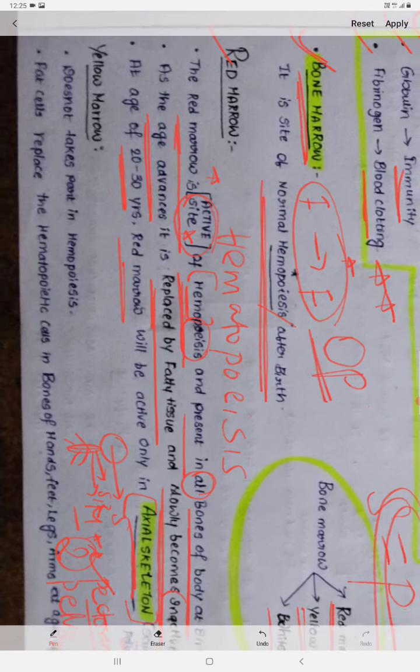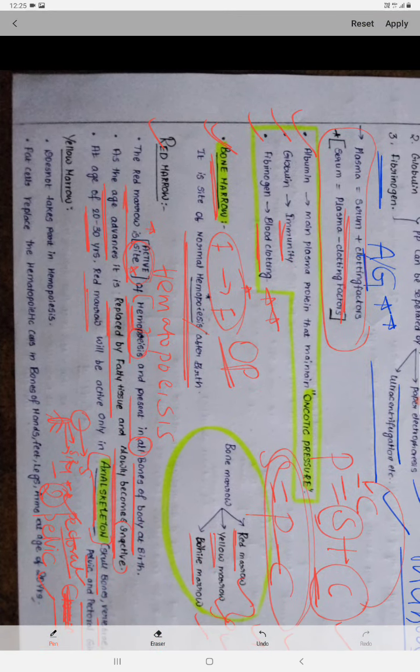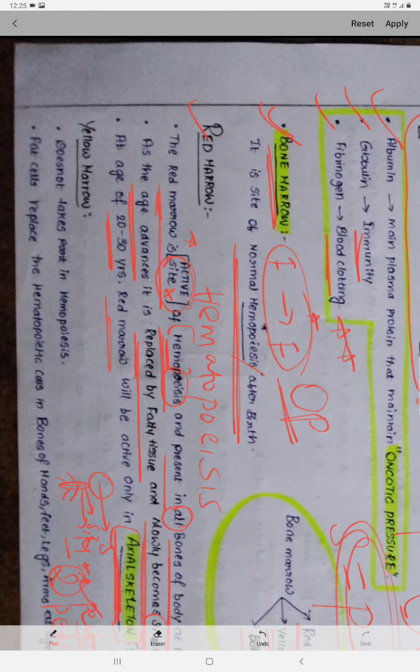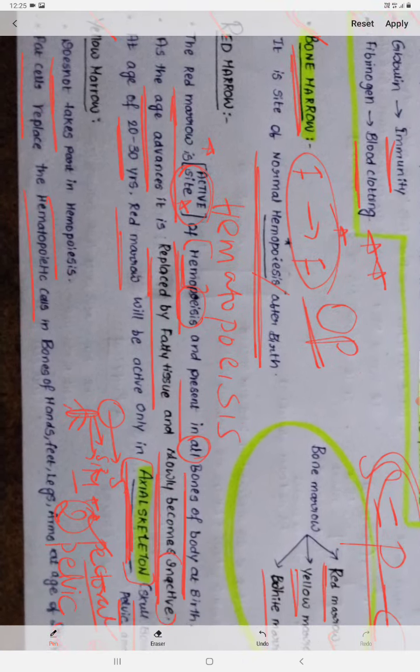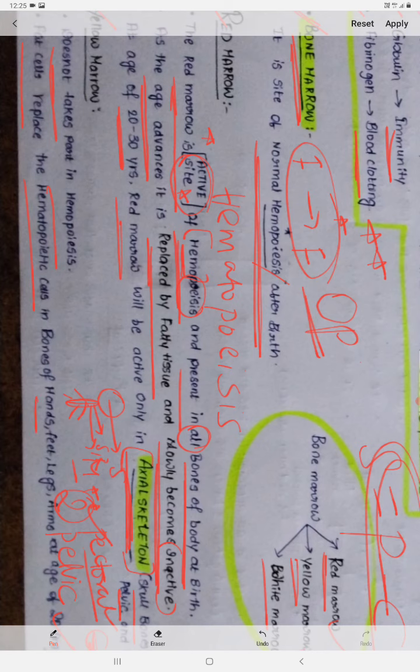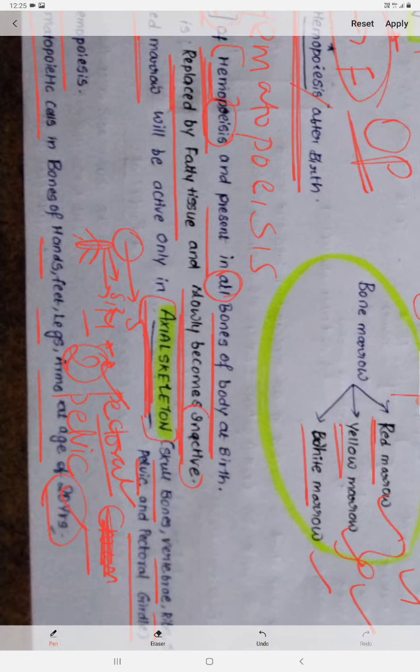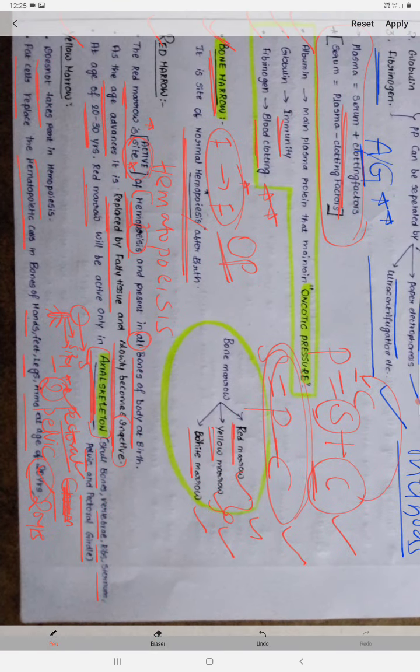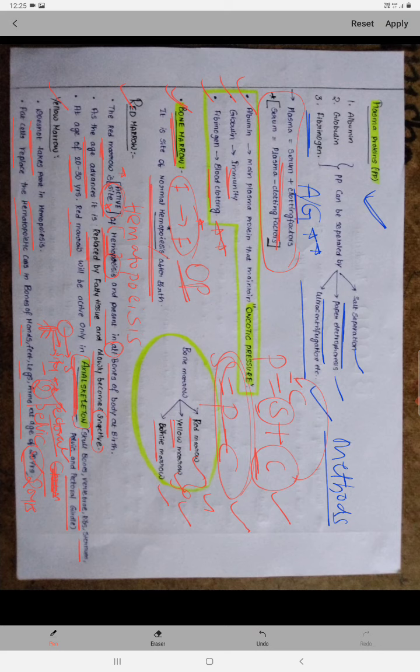The red marrow is the active site of hemopoiesis, and it is present in almost all the bones of the body at birth. As the age advances, the red marrow is replaced by fatty tissue, and by 20 to 30 years it is limited to the axial skeleton, where it will be active. Coming to the yellow marrow, it doesn't take part in hemopoiesis, and fat cells replace the hematopoietic cells in the bones of the hands, feet, legs and arms at the age of 20 years. So at birth we have more red marrow, and some of the hematopoietic cells are replaced by yellow marrow at the age of 20 years.